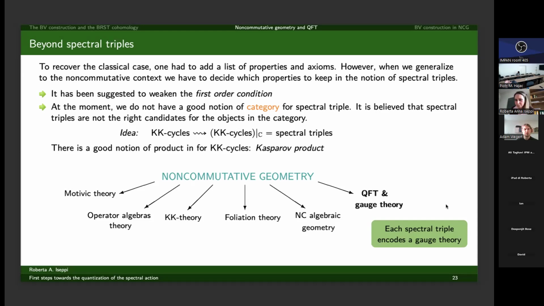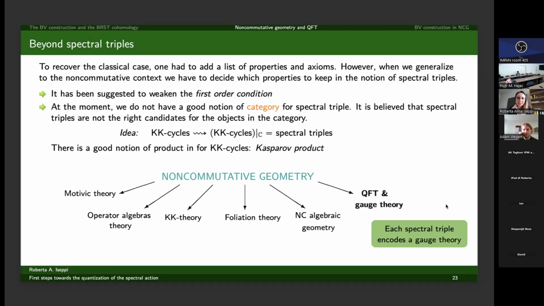Is it something like spaces up to homotopy, or I don't know? For example, in algebraic topology, you have a homotopy category, where the objects are still topological spaces, but the notion of morphism is more flexible. You admit somehow that you identify things which are homotopy equivalent. So, in this spirit?